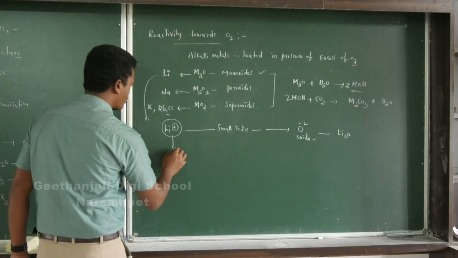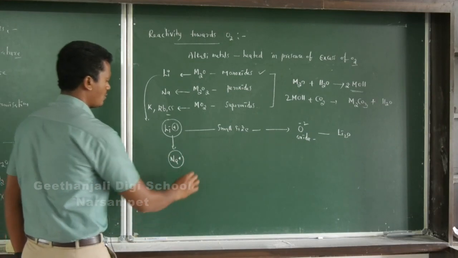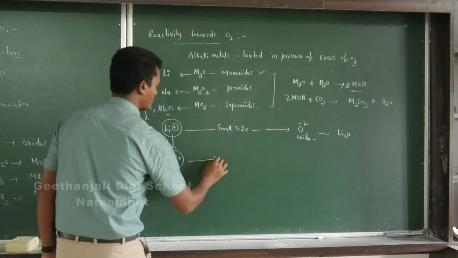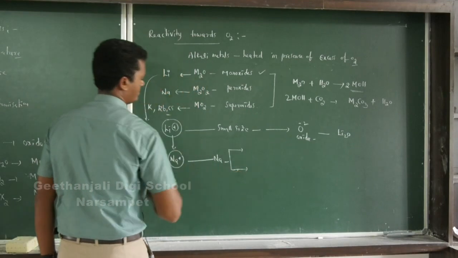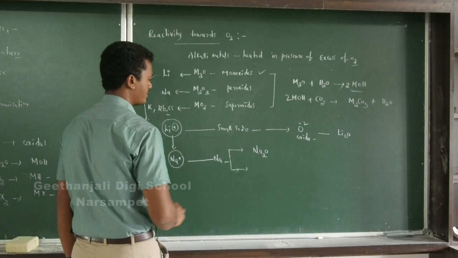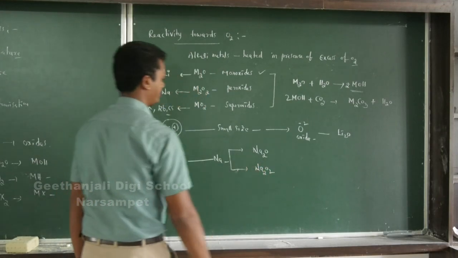From lithium plus to sodium plus, size increases. With the larger size of sodium plus, sodium especially can form two types of oxides. One is Na2O type of monoxide, and the other is Na2O2 type of peroxide.